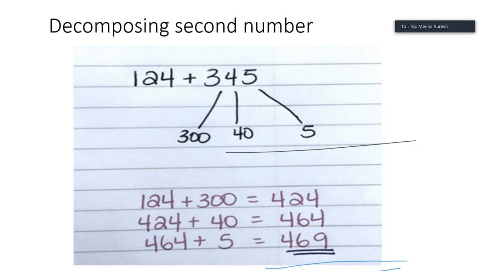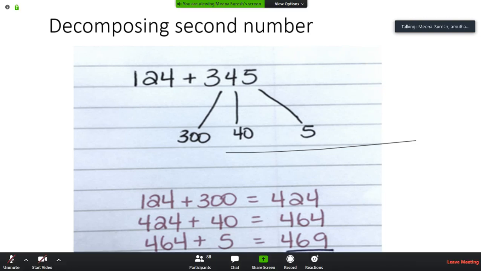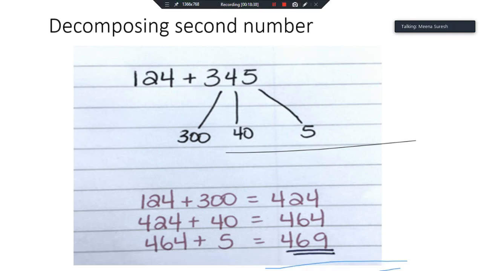But why I gave this slide is because this is slightly different from what I showed you earlier. 124 plus 300 gives me 424. See, at this stage also he can move to the friendly number concept. He could have even broken this into further steps. The child is not able to think of bigger steps.